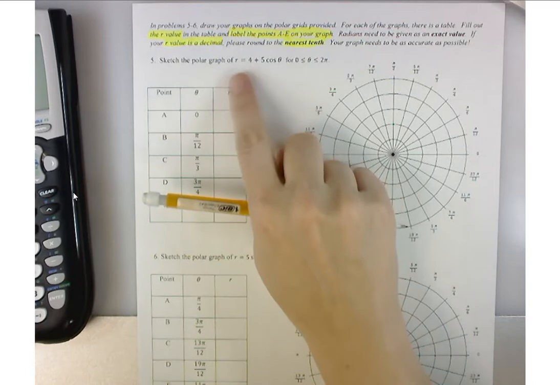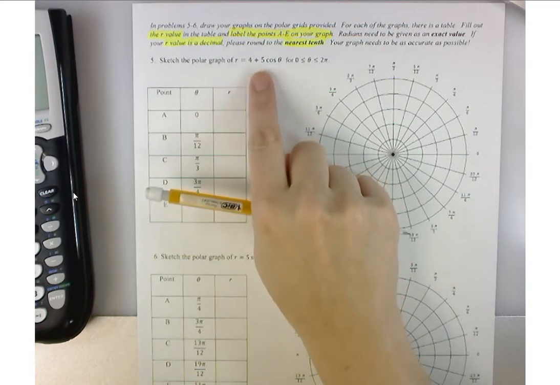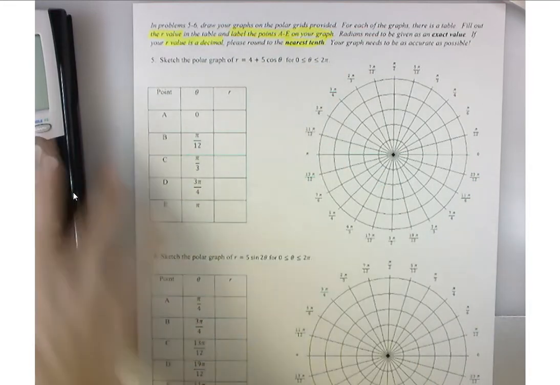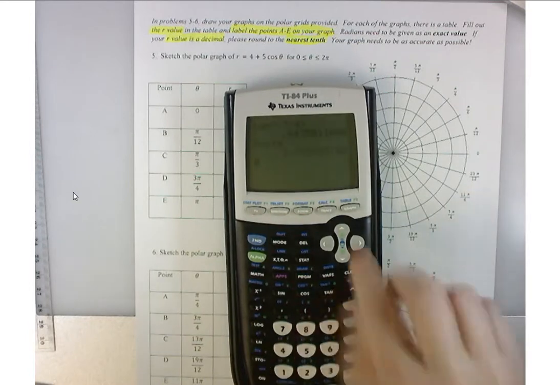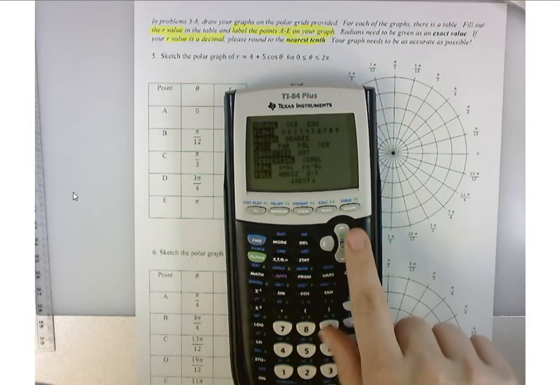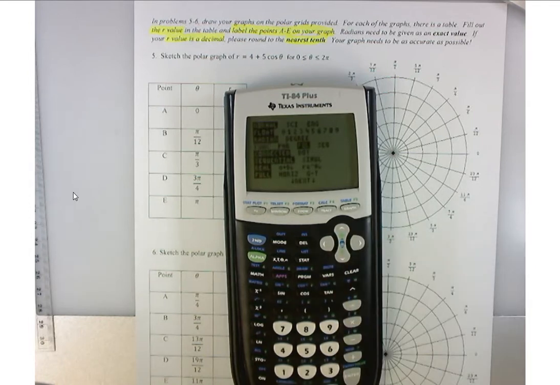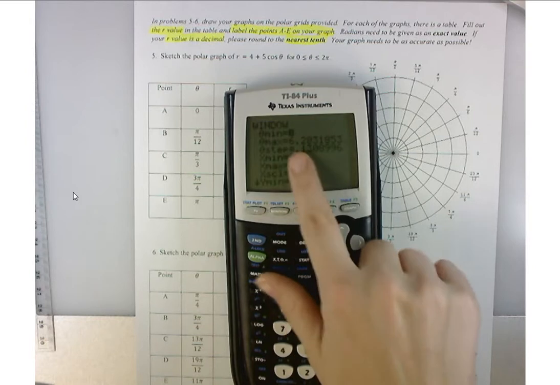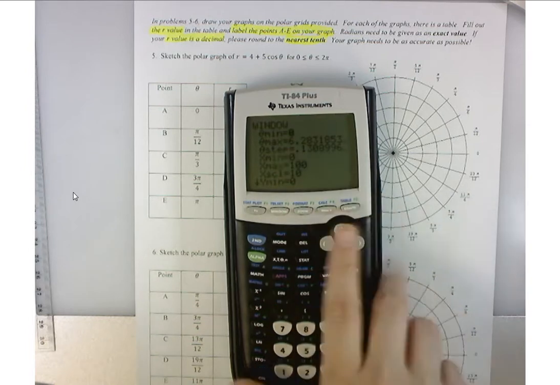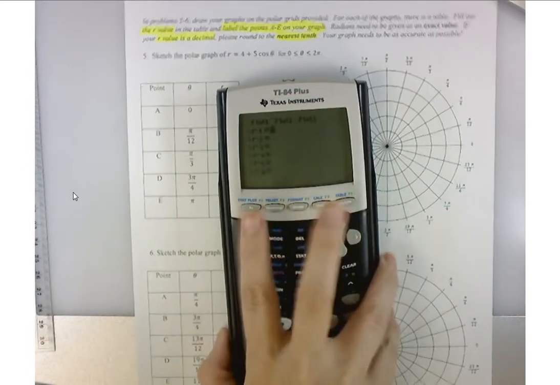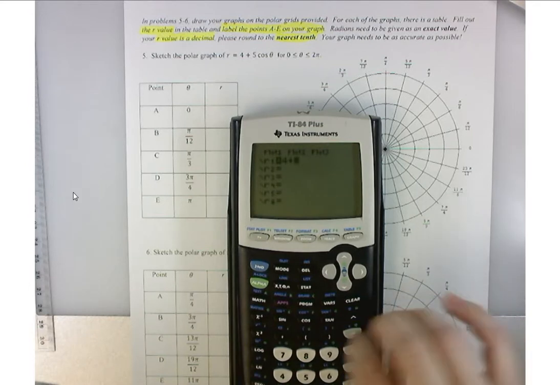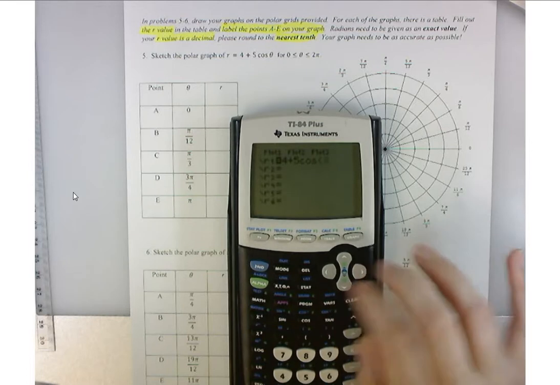So we're going to sketch the polar graph for r equals 4 plus 5 cosine of theta, for theta from 0 to 2 pi. Remember, you can adjust your window when you're in polar mode, which is what we need to do first. So I'm going to go to mode, polar. If I needed to adjust my window, I would. See how this is already 0 to 2 pi? Then I'm going to go to my y equals, so I can use 4 plus 5 cosine of theta.